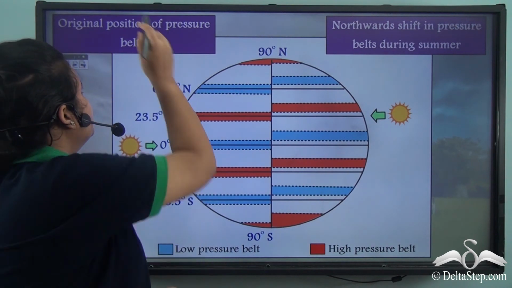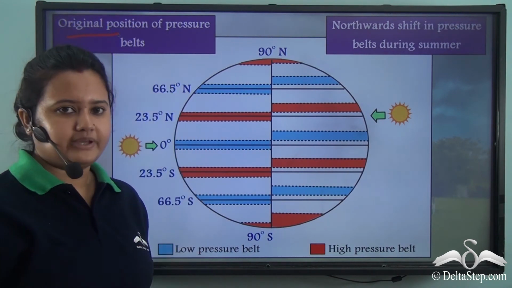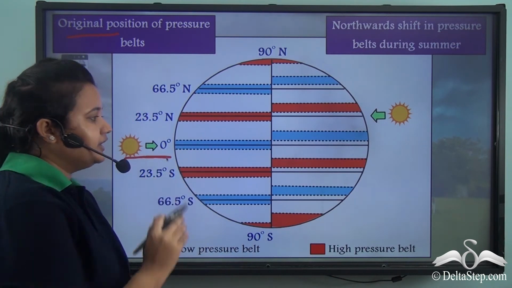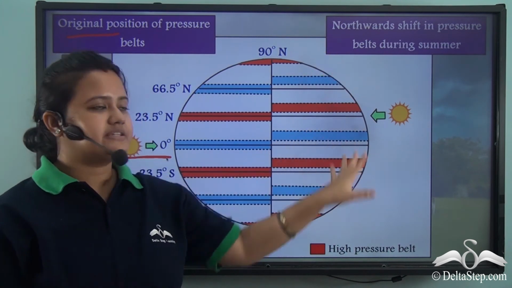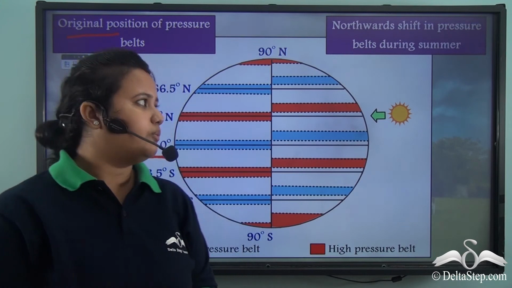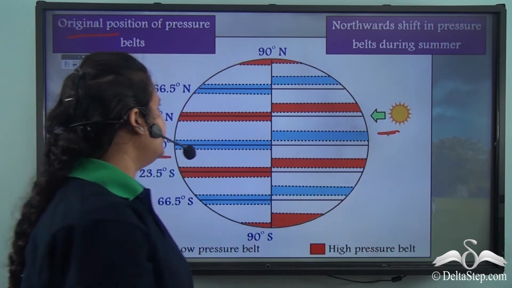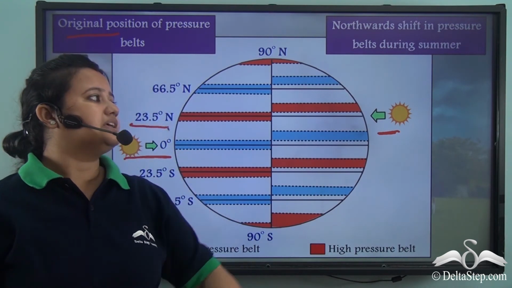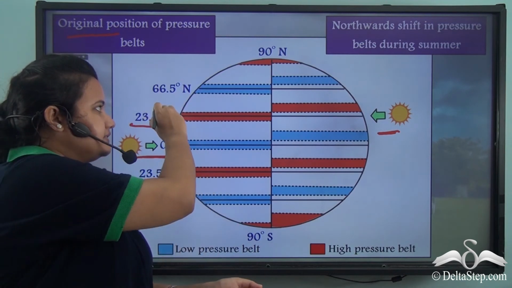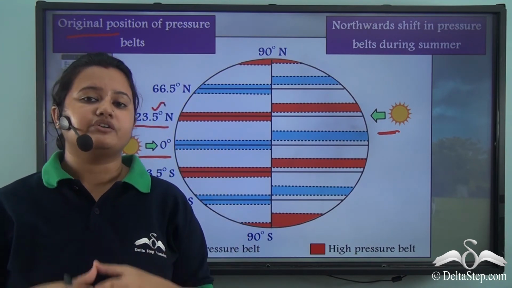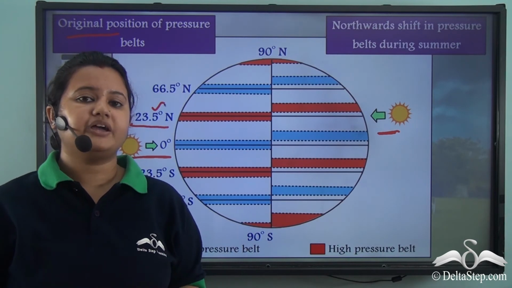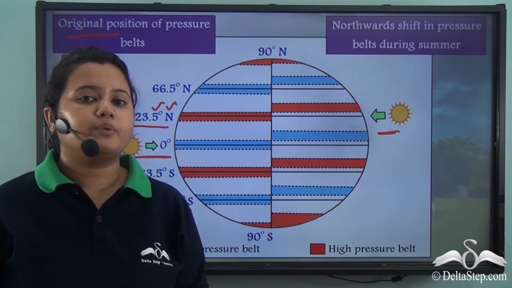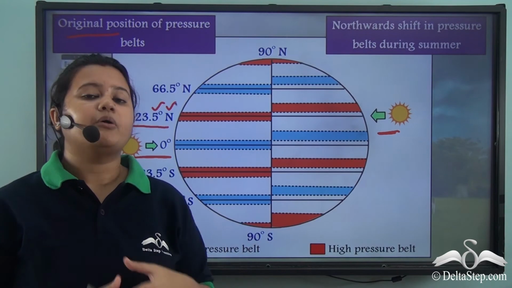Now this is the original position of the pressure belts. At this position, the sun is vertical over the equator. Now this is the case of summer solstice, where the sun is vertical over Tropic of Cancer. Since the sun is vertical over Tropic of Cancer, this latitude receives maximum sun's heat compared to the other latitudes. As a result, this latitude, that is Tropic of Cancer, gets heated up more.